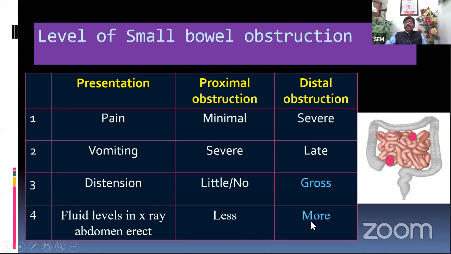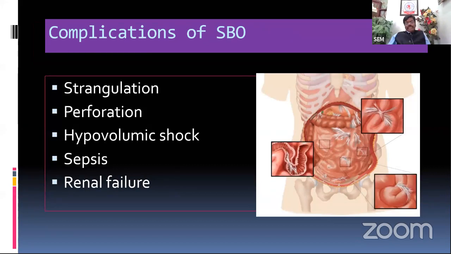This one you already know, because the more fluid levels, the more distal the obstruction. I told you already. Second thing also you know: if it is a distal obstruction, the whole small bowel is dilated, so it's going to be gross distension of the abdomen. Whereas if the jejunum is obstructed, there is nothing much to distend, only the stomach will distend. So the distension is going to be very minimal in the proximal obstruction. And also the pain is relatively less in the proximal, more in distal. So you have a way to make a diagnosis, but that is academic, because once you do a CT or once you operate, you find the site and you find the etiology straight away.